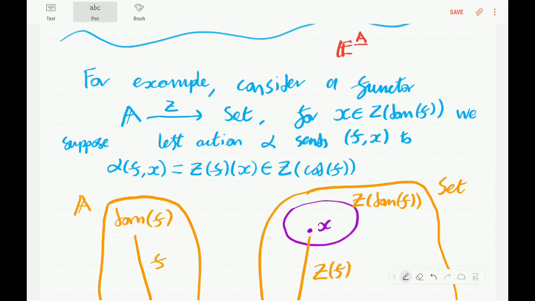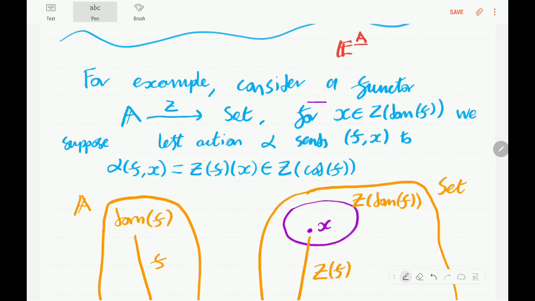how we can think about the ordinary kind of category of functors from some category A into Set. So a functor Z from A into Set. Well, we can describe this in terms of actions.